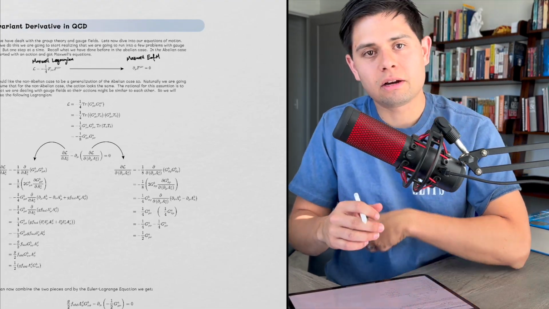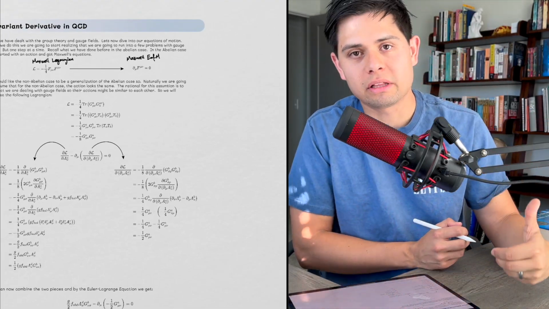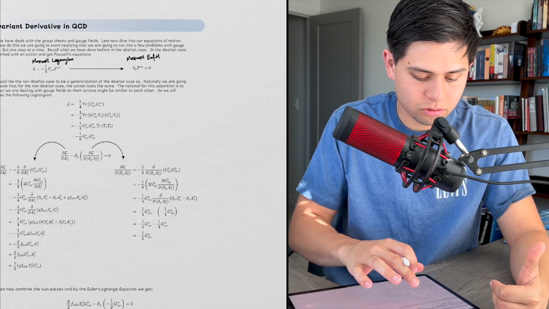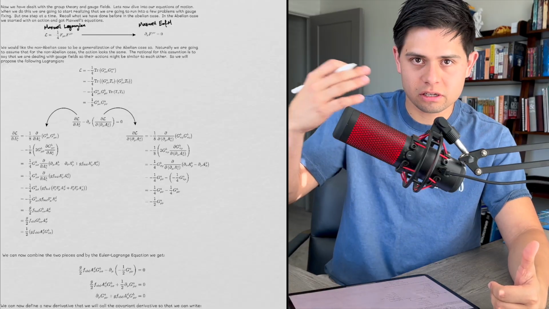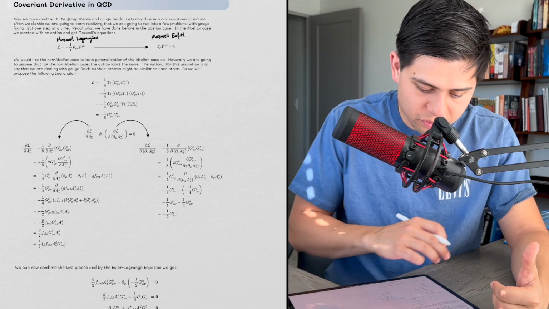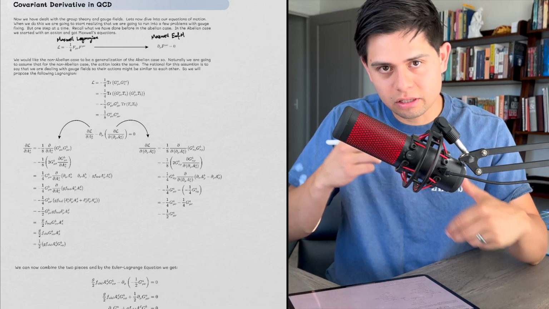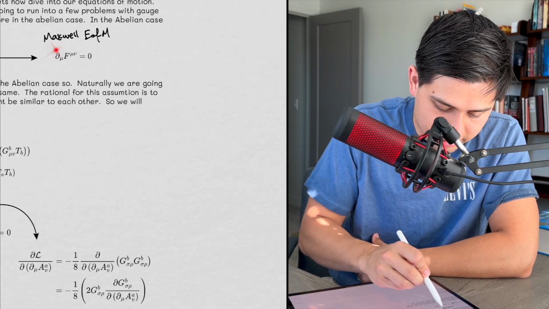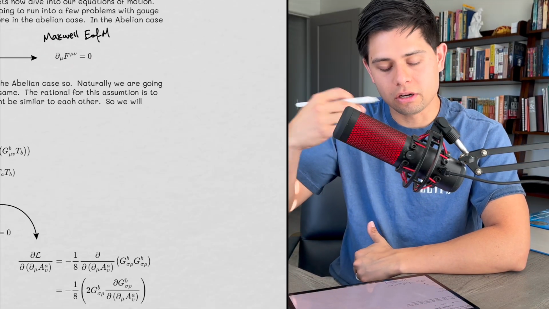So the idea here is now we want to do the same thing for our non-abelian case, right? Because the Maxwell case was the abelian case. In the non-abelian case, this is going to be the Yang-Mills equations of motion. And this is going to lead us into the concept of the covariant derivative, and how this is going to differ from the non-abelian case.